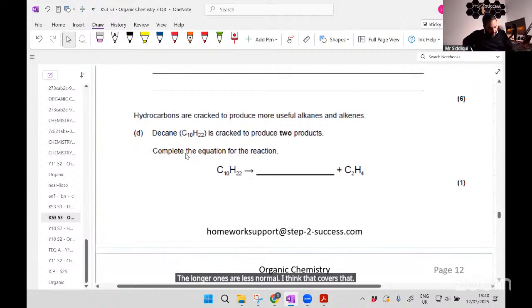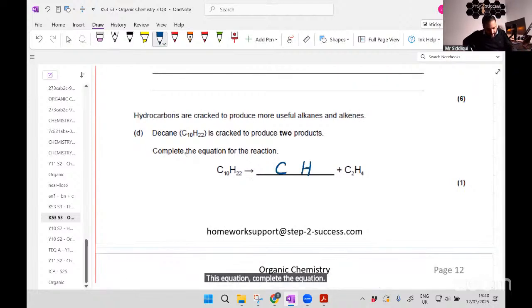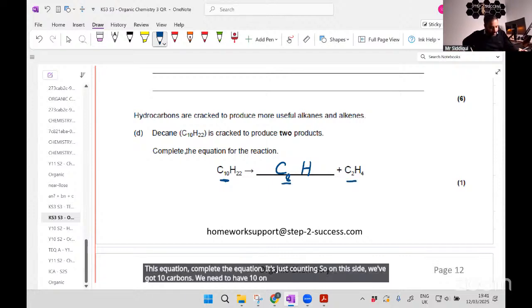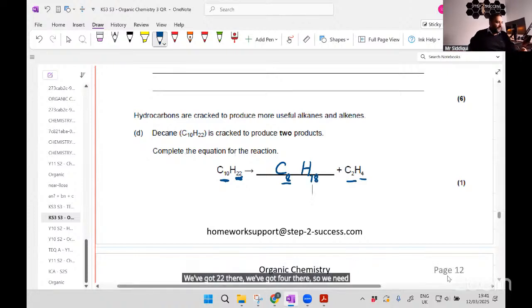This equation, complete the equation, it's just counting. So on this side, we've got 10 carbons. We need to have 10 on the other side. So 8 and 2 makes 10. We've got 22 there. We've got 4 there. So we need 18 there to make it all balance.